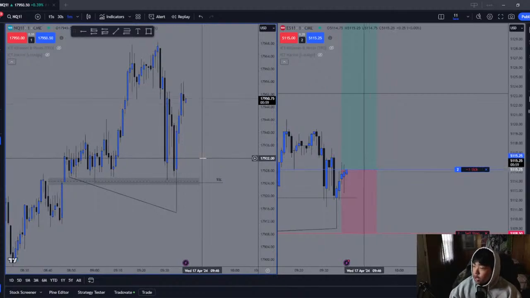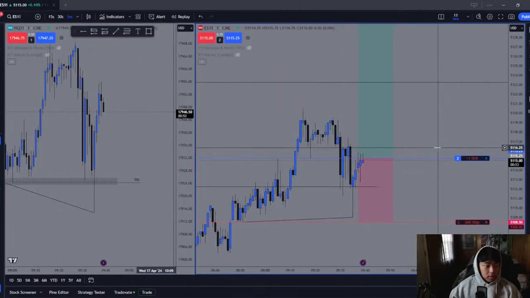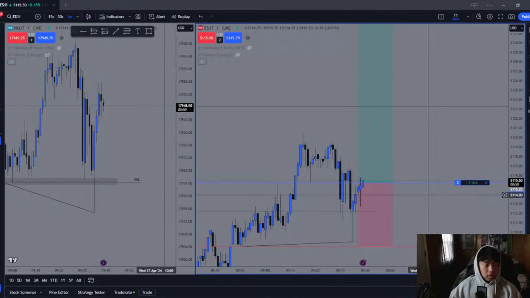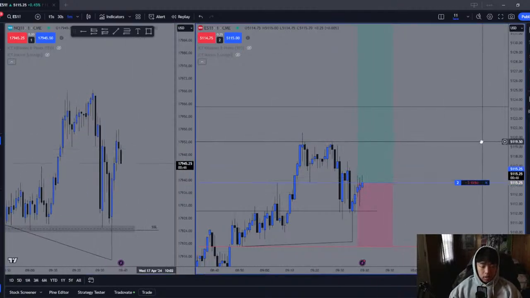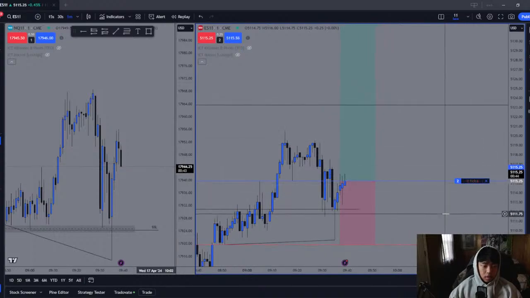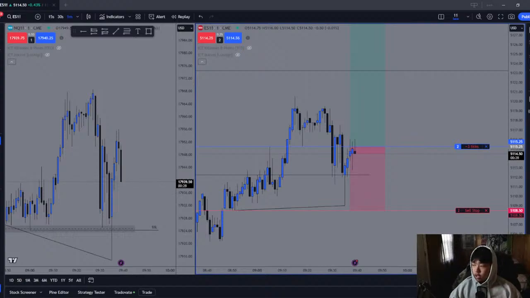Use the 4 hour time frame to check out fair value gaps on the higher time frames, bro. Higher time frame holds power, brother. Higher time frame holds power. We'll see what happens here.